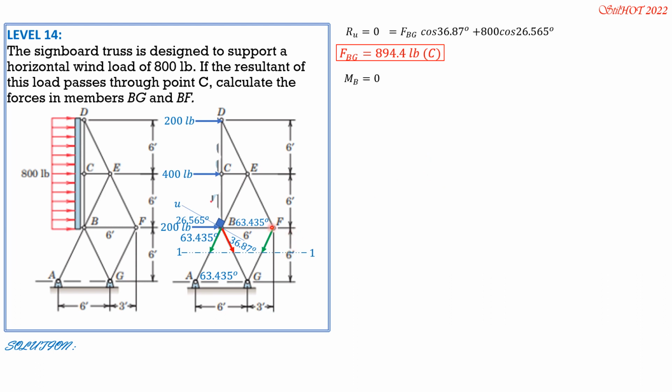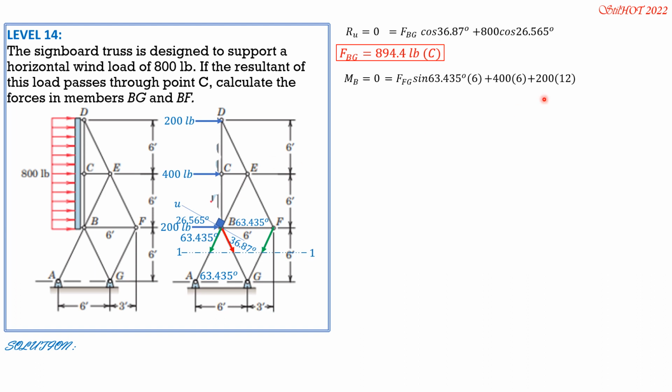So summation of moment about B equals 0. There are two components of FFG, horizontal and vertical. BG will not be involved because it acts at B. So considering clockwise positive, the horizontal component of FFG passes through B, so it has no moment, just the vertical. The vertical component is FFG sine 63.45. The moment arm is 6 feet, so times 6. Then plus 400 times 6, which is also clockwise, then plus 200 times 12.